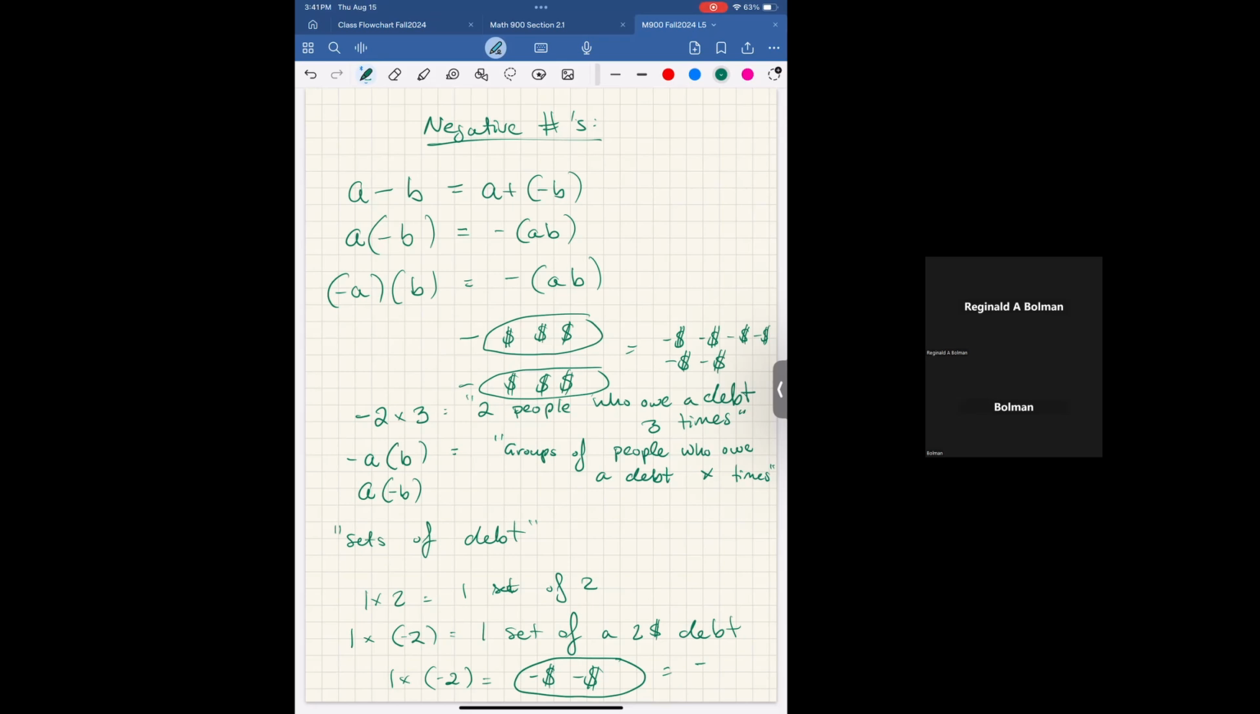I mean, they owe a debt of $6. Said another way, a debt, just a debt of $6. There are 6 dollar signs inside of these bubbles, and each one has a negative attached to it because the people owe that money to someone else. So -2 times 3 gives us -6.